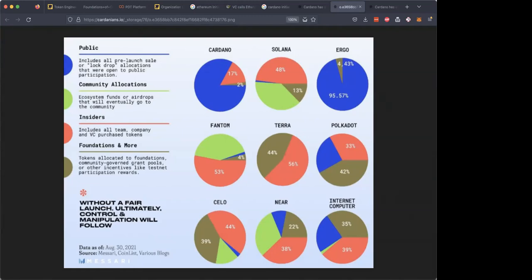Do you see there, for example, Cardano is mostly public. Yeah, mostly public. Solana, for example, it's half for the insiders. And then there's community allocations in green.